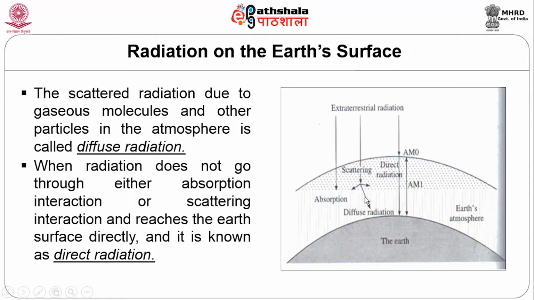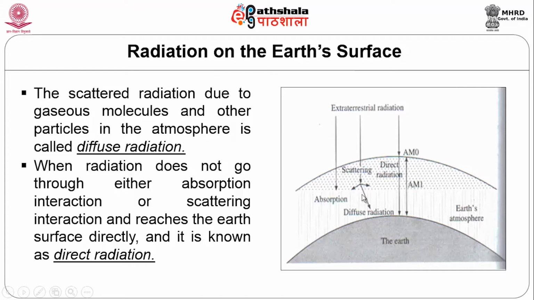But when it comes to the terrestrial region, just below the atmosphere and above the earth, there are a lot of gaseous molecules, other particles and dust, and they reduce the effect of the radiation. The radiation gets diffused over here, that is why it is called diffused radiation. When radiation does not go through either absorption or scattering interaction and reaches the earth surface directly, it is known as direct radiation.